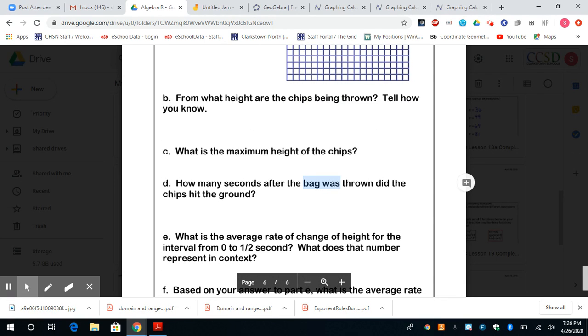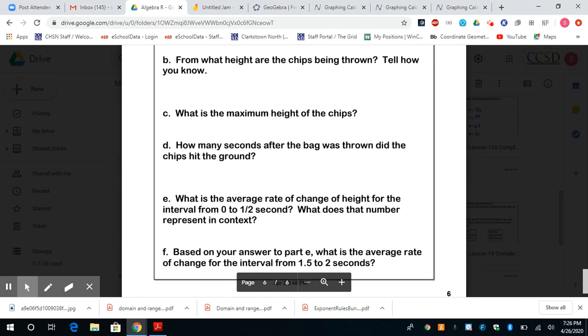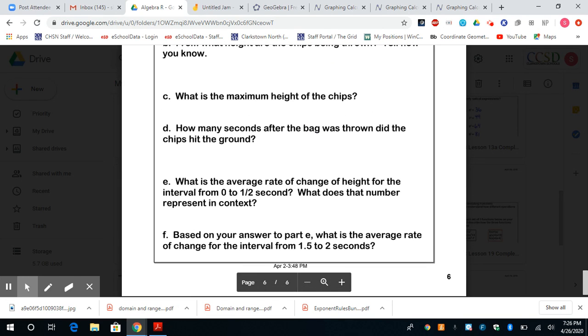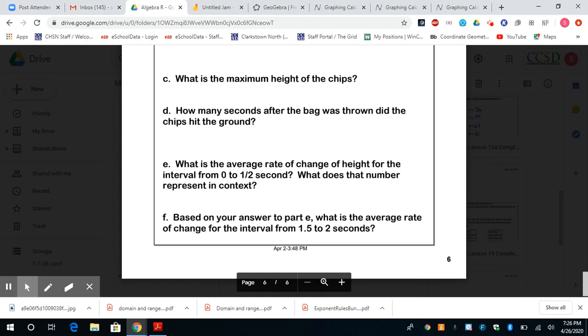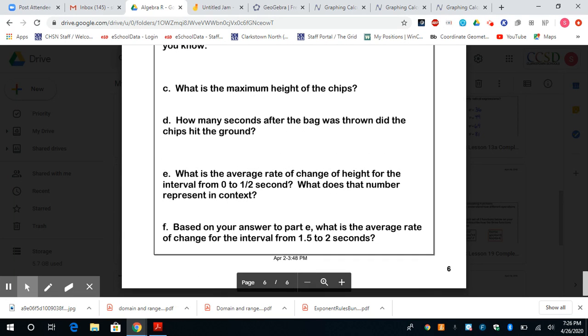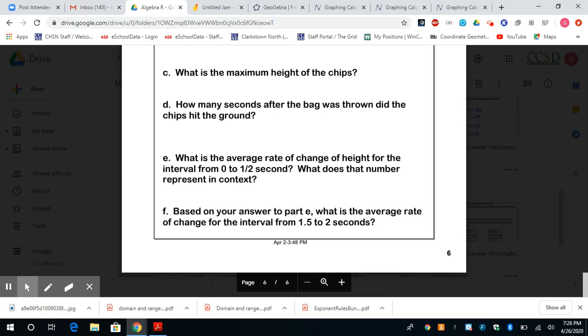So again, you should be looking for special points for these questions. You should be looking for the roots, the y-intercept, and the max or min, depending on the quadratic, to help you figure these questions out. Do your best. What is the max height of the chips? How many seconds after the bag was thrown did the chips hit the ground?